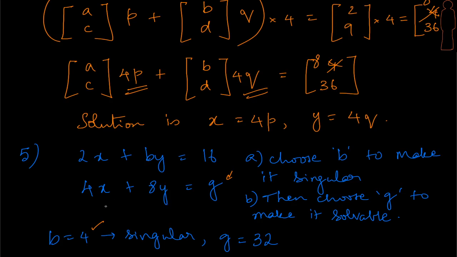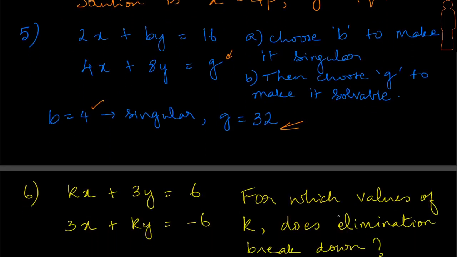Okay, so which means essentially you are saying, when we do this row operation, yes, this goes to 0. After the row operation, we want g to go to 0, which means g minus twice 16 must be 0, which means that g must be 32, right? And that's the solution that we are seeing here. Okay, so let's move to the next problem.